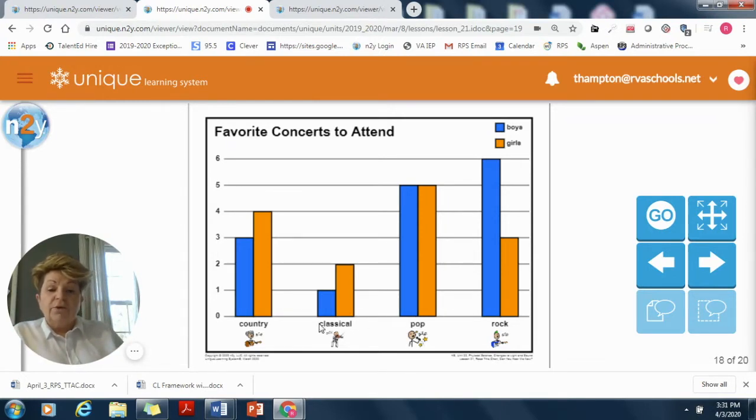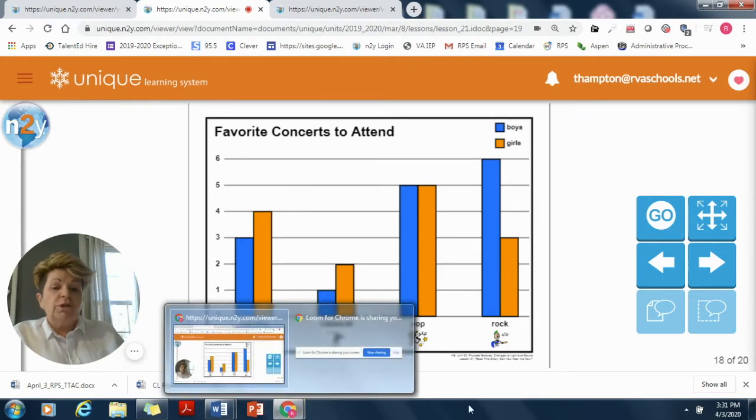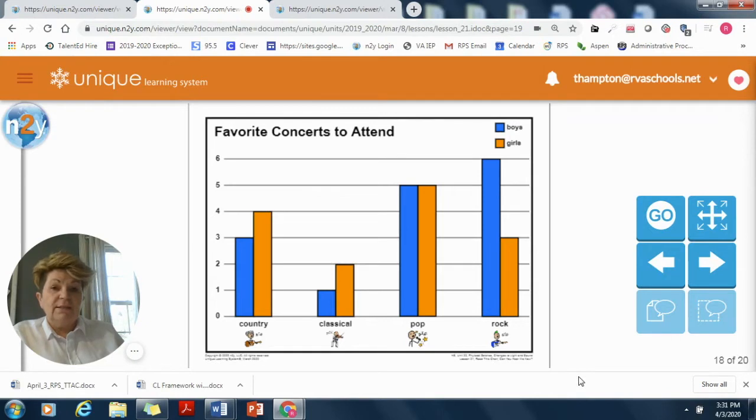All right, now if we compare classical to country, how many more boys liked country? Or let's ask a different question. Which set of boys liked country or classical more? So if we're looking at only boys, did the boys like country more or classical more? Well, classical is 1, but country is 3. So which did the boys like the most, country or classical? Yes, they liked country more.